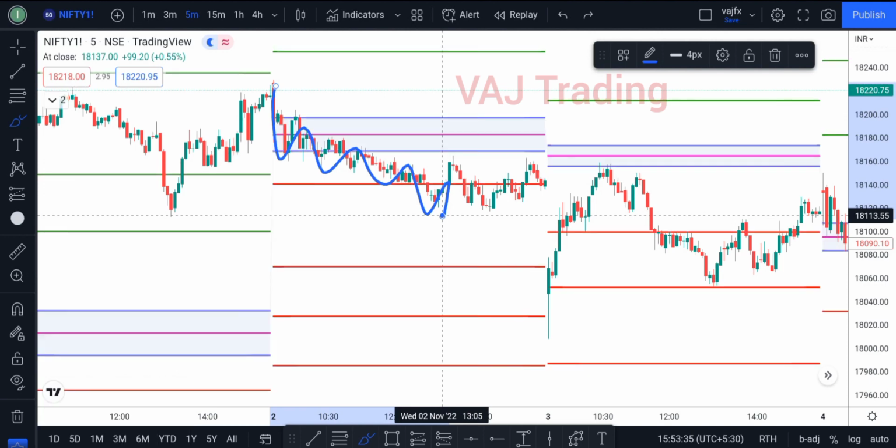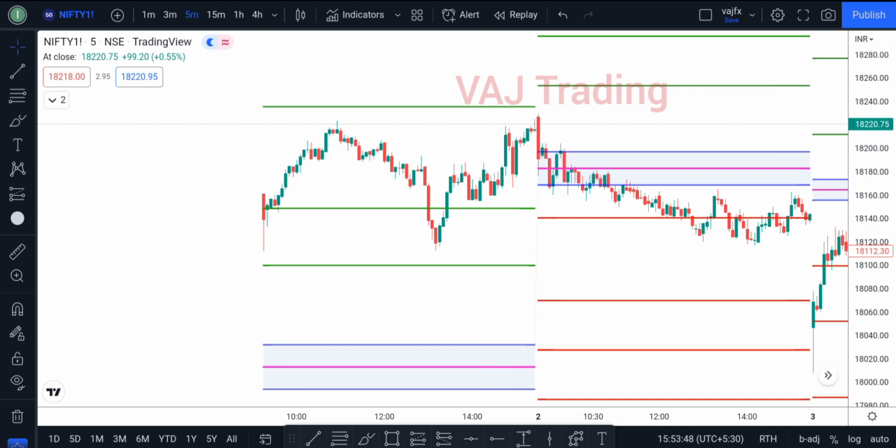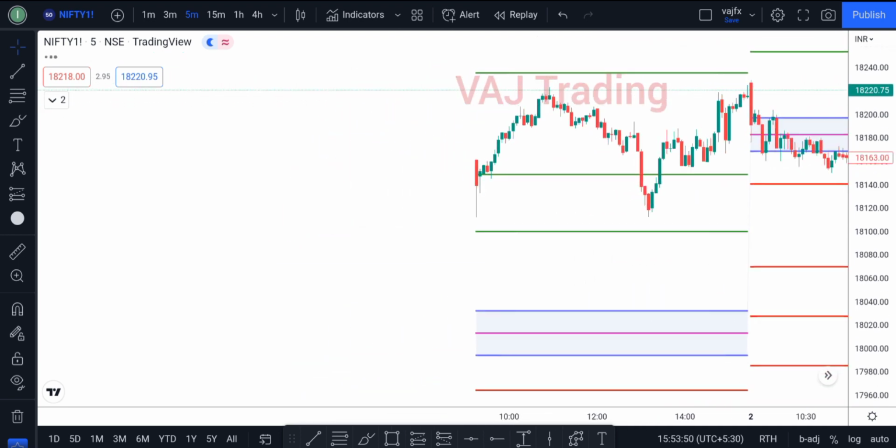Okay, yeah, we never got an opportunity for a buy entry from here, so there is no need for that. Don't force some buy entries and short entries. If the market gives an entry, then take that entry, otherwise don't force it. Okay, so let's move on.